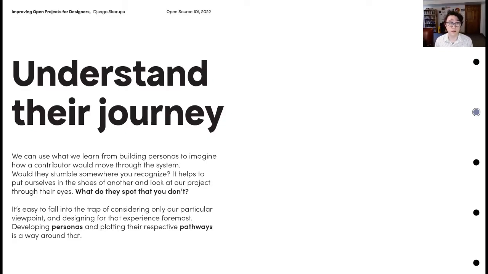Oftentimes when we're working in the design world, or in any project, we can fall into the trap of considering that our viewpoint is the most important viewpoint, which it isn't. When we develop personas and then plot their relevant pathways, we can break ourselves out of that mold and keep thinking about the most important people in the process, which is always the contributors and the stakeholders.